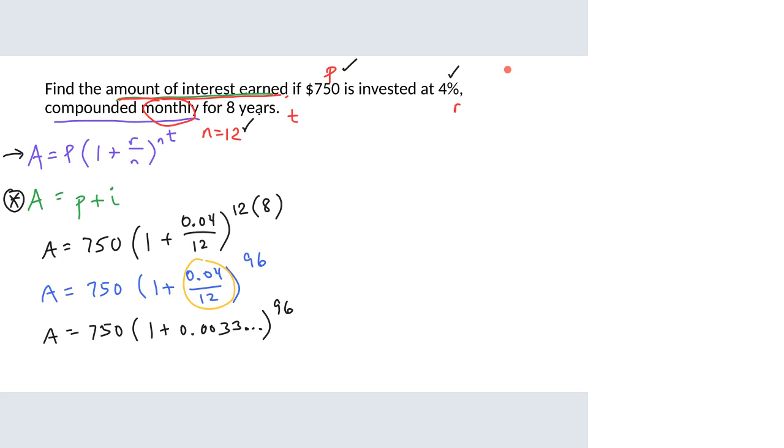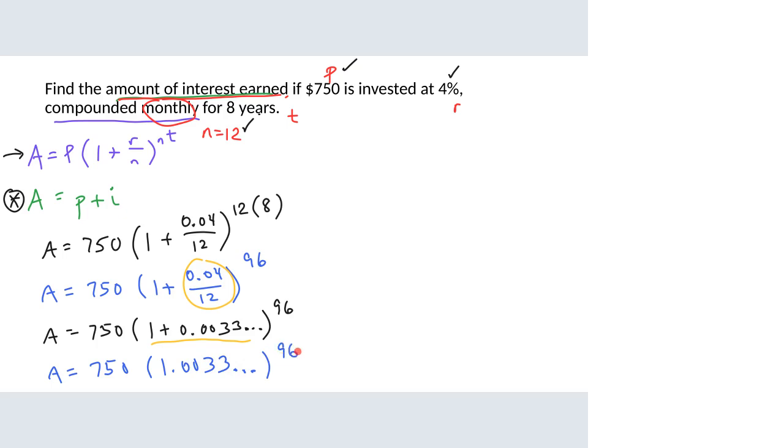Up next, I need to add these two together. I still have work to do in the parentheses. I'm going to add those together. And so when we do that, we'll have 750 times 1.0033, and that keeps going. That needs to get raised to the 96th power.